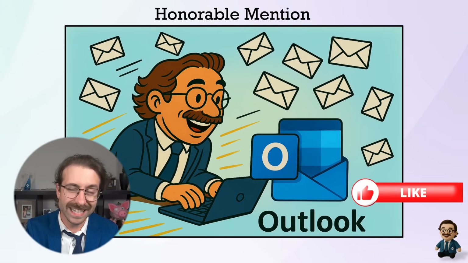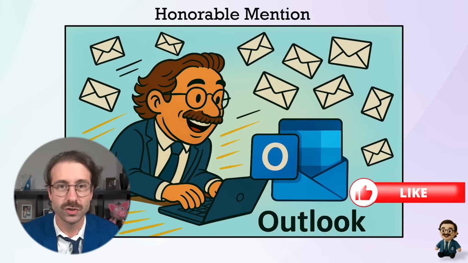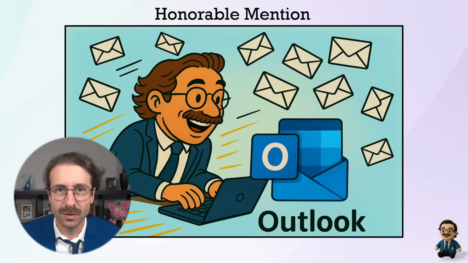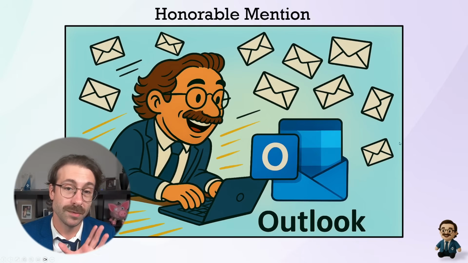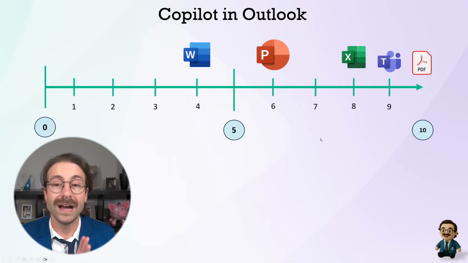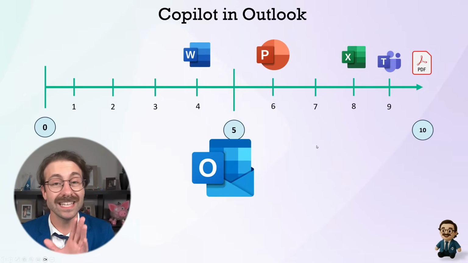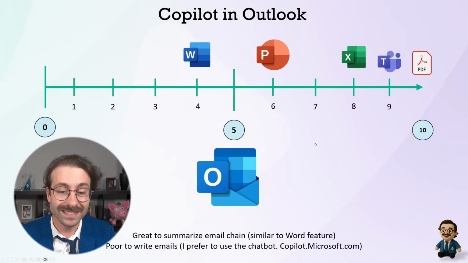But I would like to dedicate an honorable mention. I'm not sure how to say that in English. An honorable mention, yes, to my good friend Outlook. And again, it's a paid feature, but Copilot in Outlook is, I think, a number 5. And why is that? Because it's great to summarize email chains.